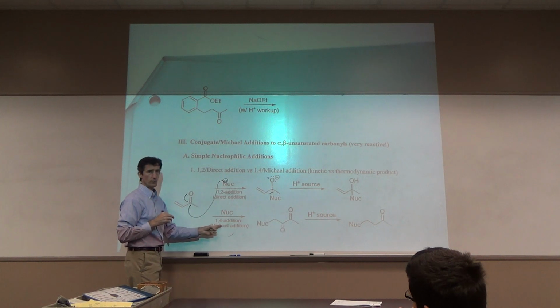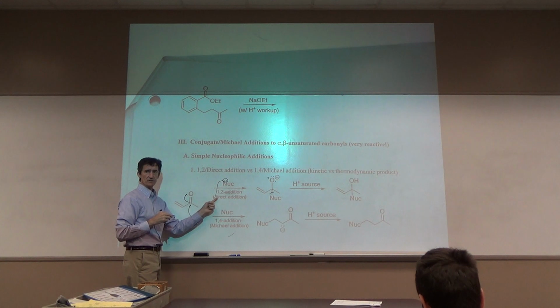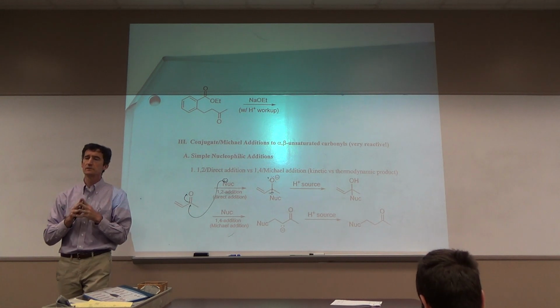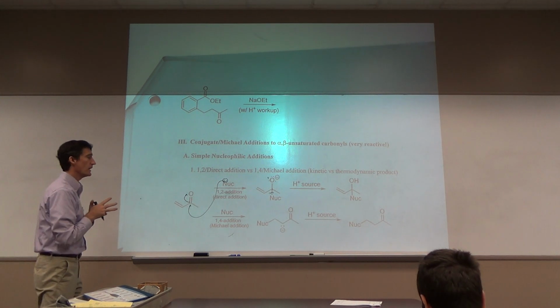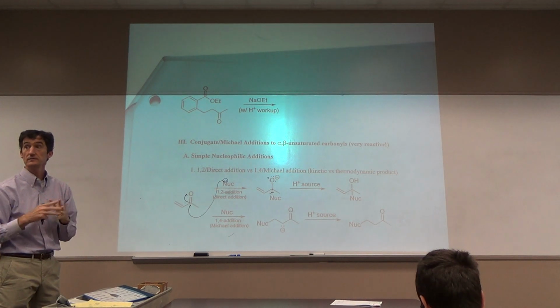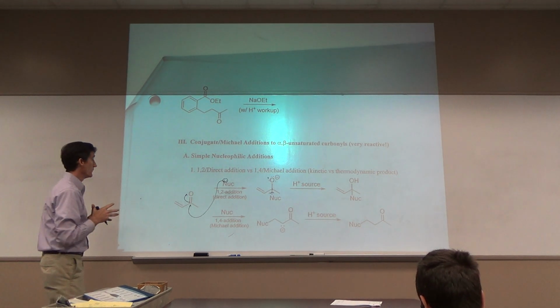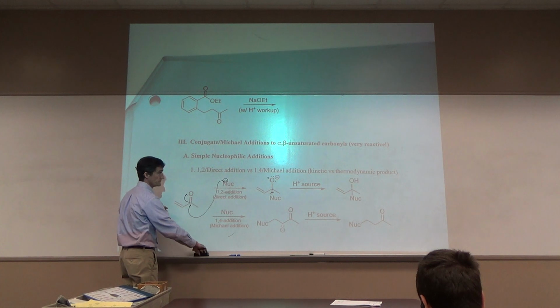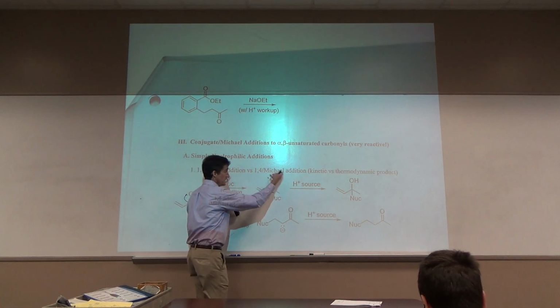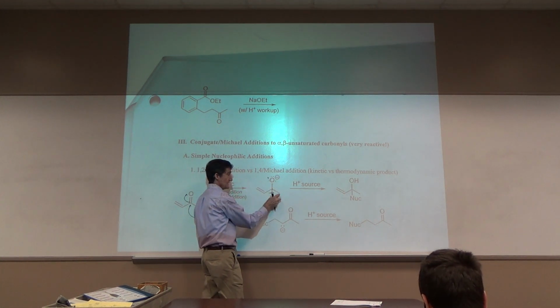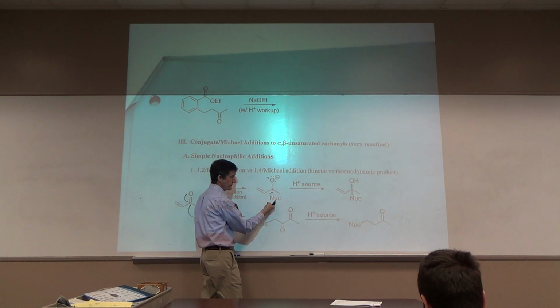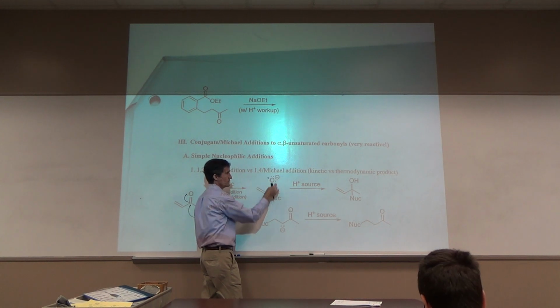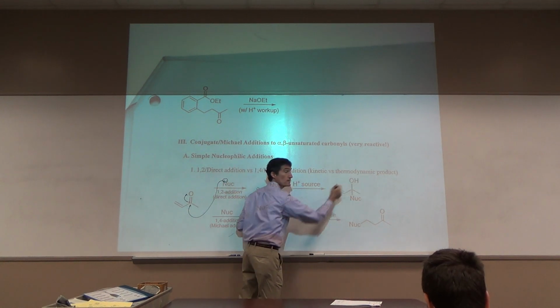Once we say what a 1-4 is, 1-2 may make more sense. It's also called a direct addition. We're adding directly to the carbonyl. Again, we've been doing that for 6 weeks, right? You can do that with this substrate. Nothing new. What can happen here? Well, again, is there a leaving group? It depends on if the nucleophile can leave. But very often, if nothing can then leave, all we can do is protonate and end up with such a product, right?